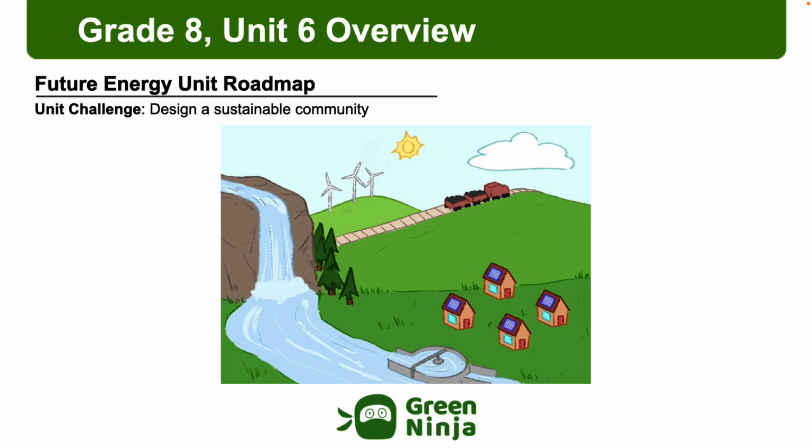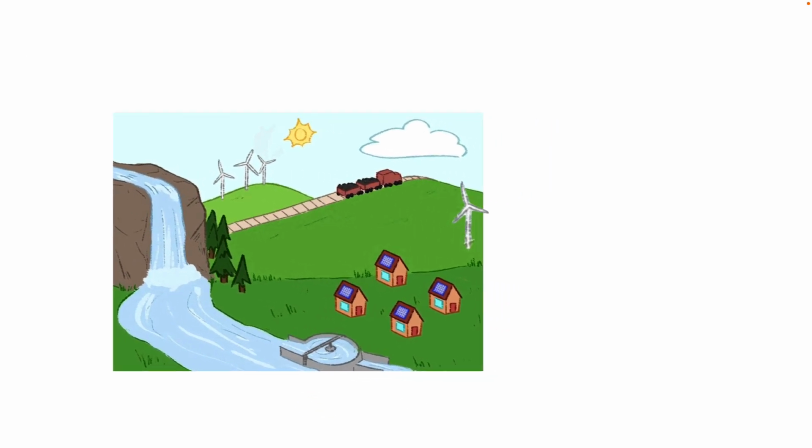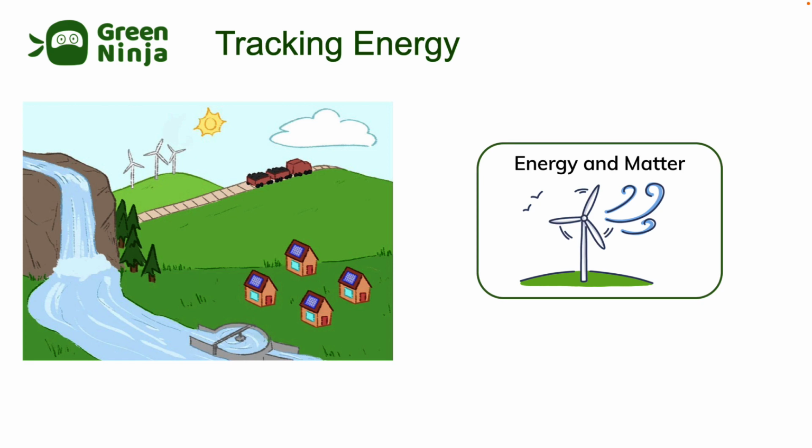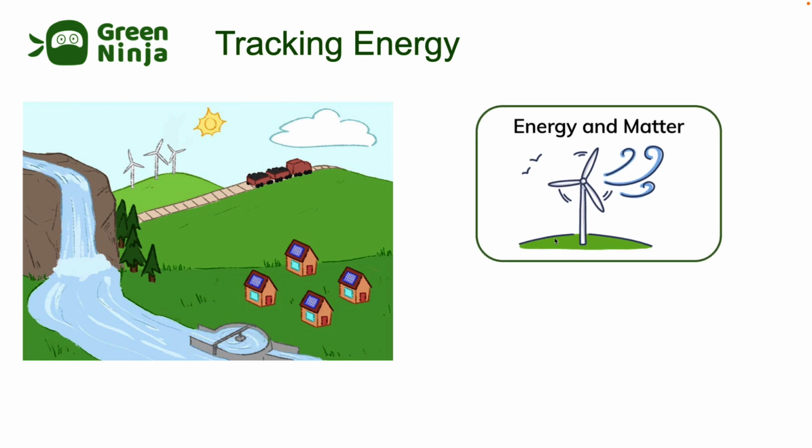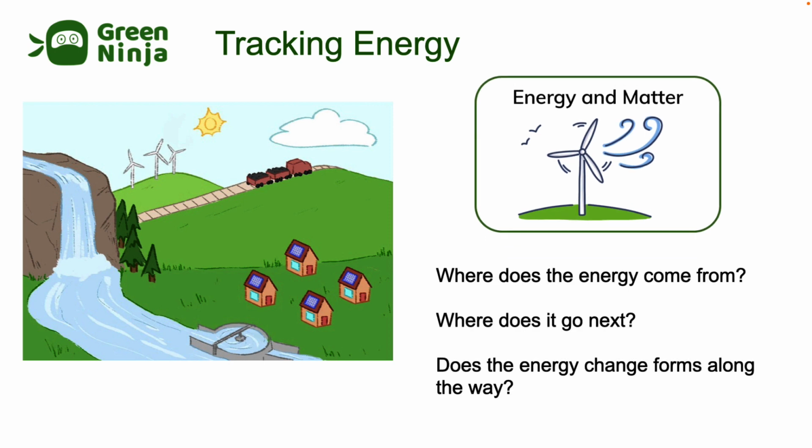Welcome to the Future Energy Unit. This unit's obviously about energy, and whenever we think about energy in the NGSS, we think about the cross-cutting concept of energy and matter. What it means to view a situation through the lens of a cross-cutting concept is to have a series of questions that we can use as a template for thinking that will help us discover and explain what's happening. For energy and matter, we always like to ask three questions.